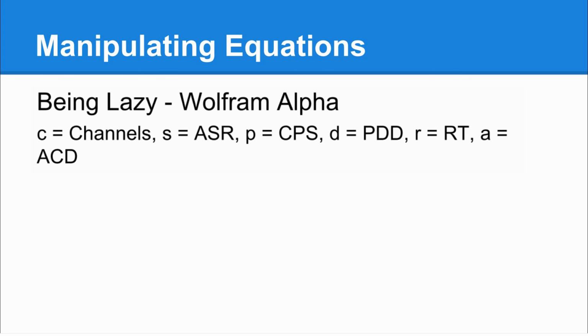One of the best for algebraic equation manipulation is Wolfram Alpha. Now, Wolfram Alpha deals with algebra. So what we're going to do, we'll change each of our channels, ASR, CPS, PDD, ring time, and ACD metrics into individual letters, represented by C, S, P, D, R, and A.